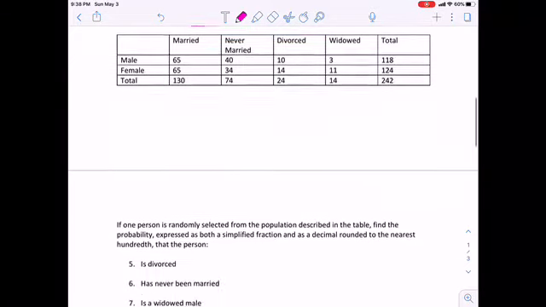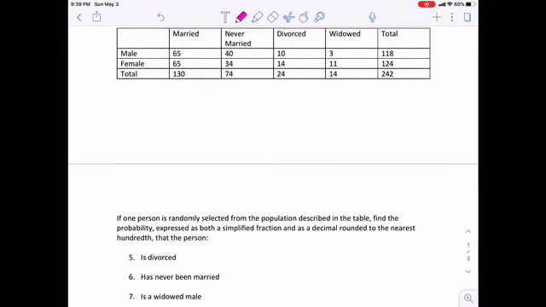So here's our table, and we want to know if one person is randomly selected from the population described in the table, find the probability, expressed as both a simplified fraction and as a decimal rounded to the nearest hundredth, that the person is divorced. If I want to know the probability that just any random person from this population is divorced, first I need to take note of the total number of divorced people, which in this case is 24, out of the total number of people that we surveyed, which was 242.